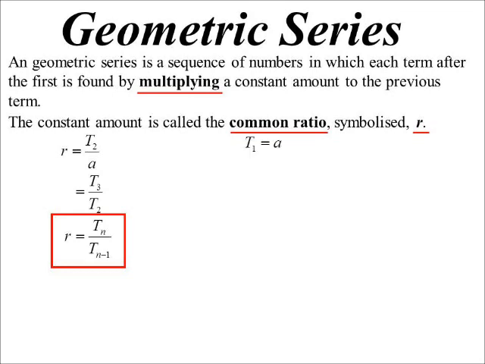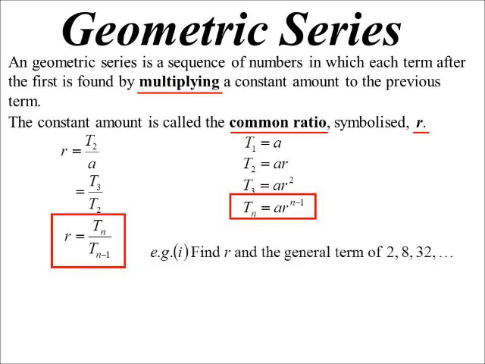So let's create a general term. First term is a, so the second term, we multiply by r. Third term, multiply by r again, we get ar squared. Again, we can see the pattern emerging. The general term then must be a, and then I've multiplied by that common ratio n minus 1 times. So it's a times r to the power of n minus 1.